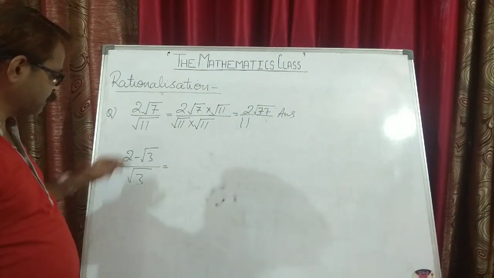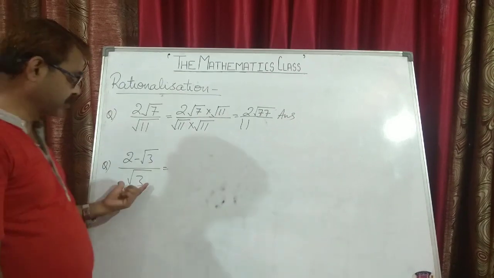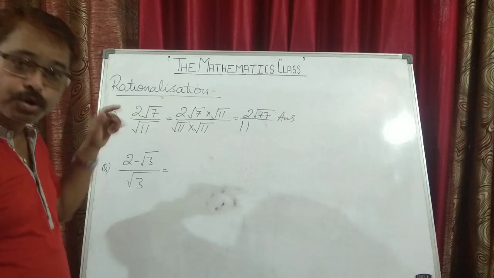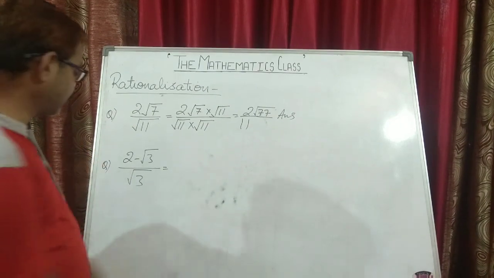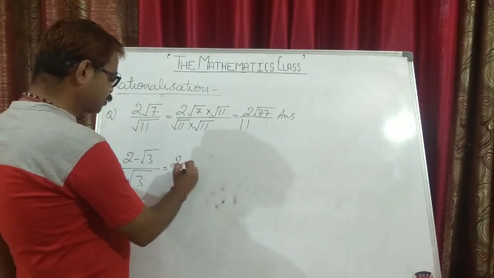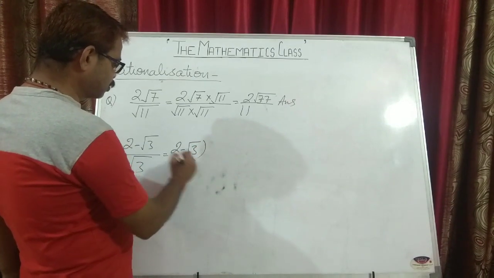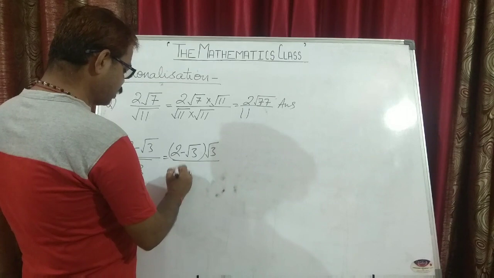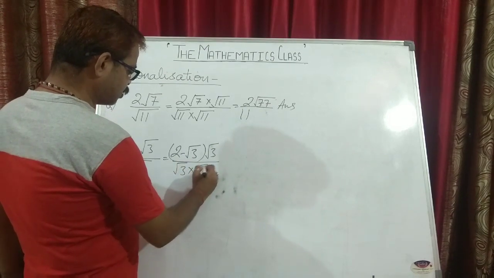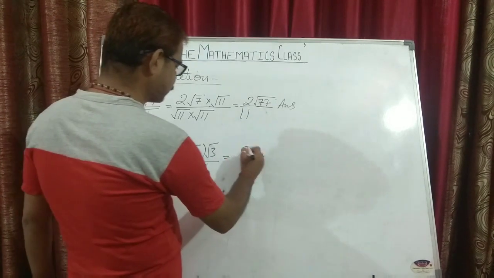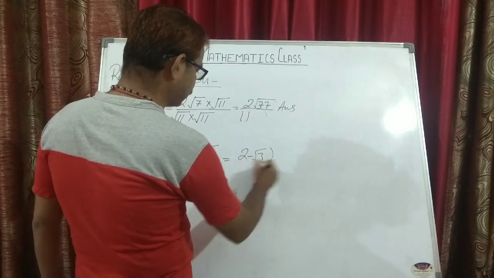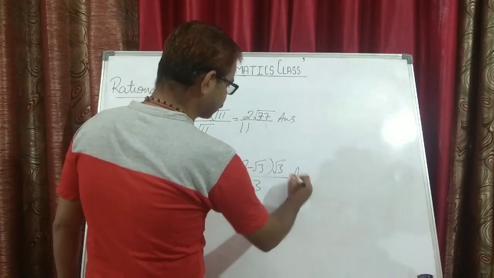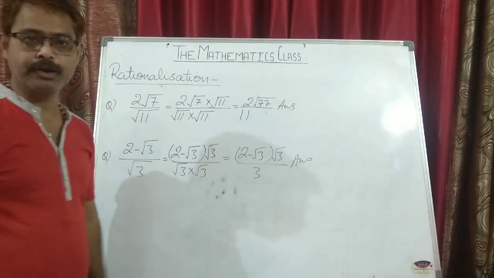Second question, 2 minus root 3 upon root 3. Here what are we going to do? Now you are able to make out. We will multiply by root 3 in both numerator and denominator. So this will be 2 minus root 3 times root 3 upon root 3 into root 3. It will come as 2 minus root 3 times root 3 upon 3. That is the final value.